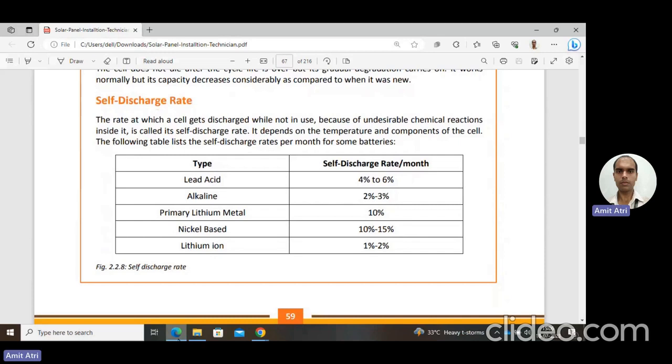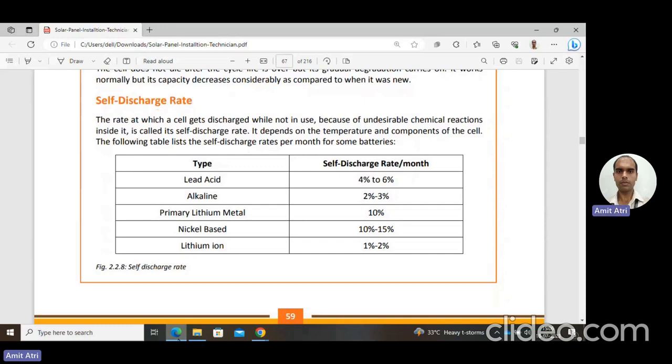Now another component is self-discharging rate. The name indicates self-discharging. So not discharging through the load; self-discharging means the load is not connected, still the battery is discharging. That is known as self-discharging rate. It is the rate at which a cell discharges while not in use, because it depends on the temperature and components of the cell.